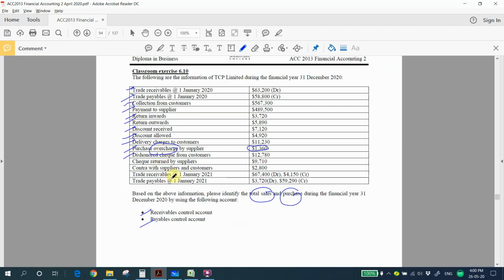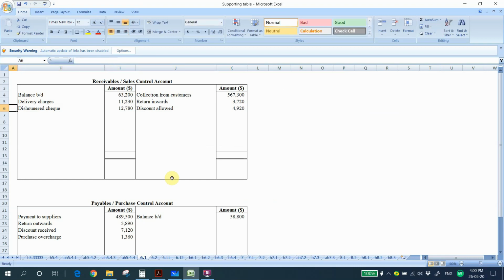The amount of dishonored check is 12,780.